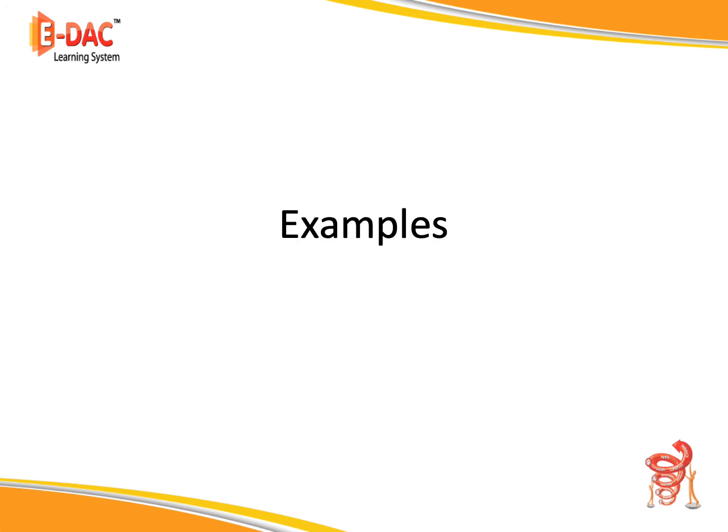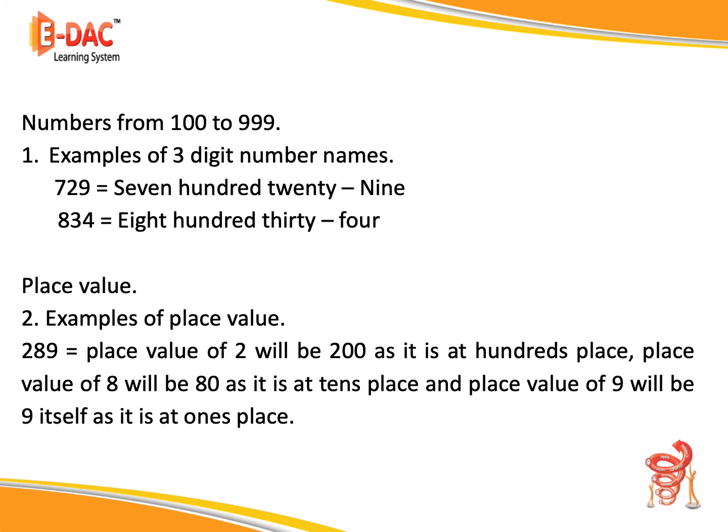Let's take a look at some more examples. Numbers from 100 to 999. Examples of 3-digit number names. The first number that we can see is 729. This number can be written as 729. Let's take another example. A 3-digit number 834 can be written as 834. Let's take one more example of place value.